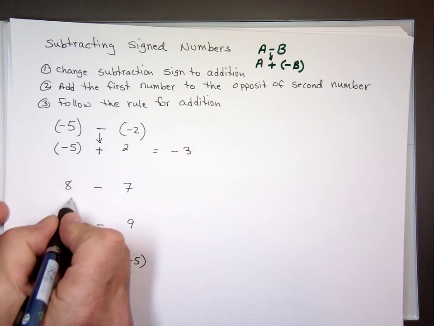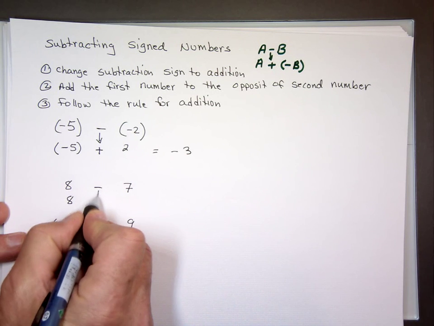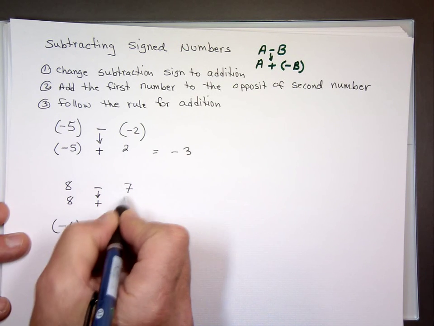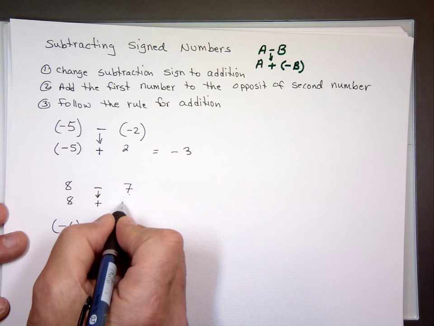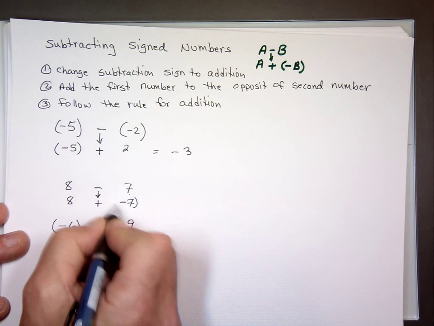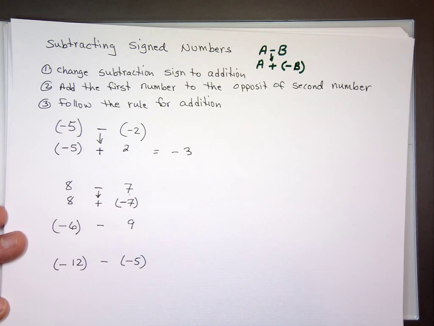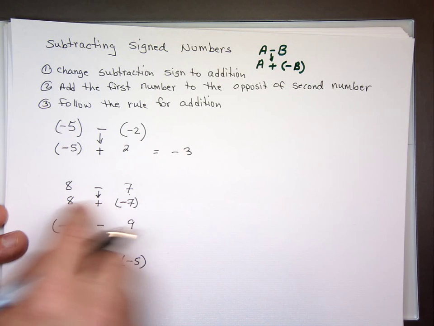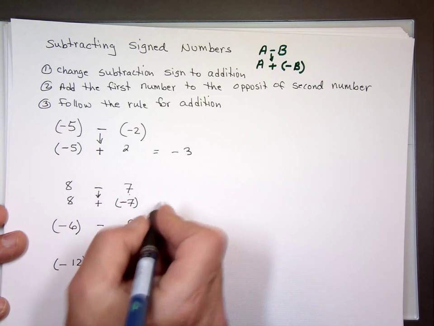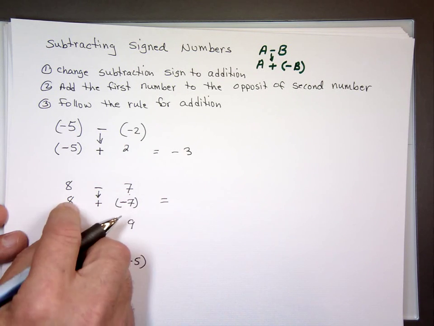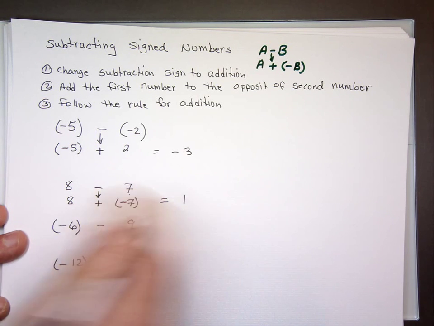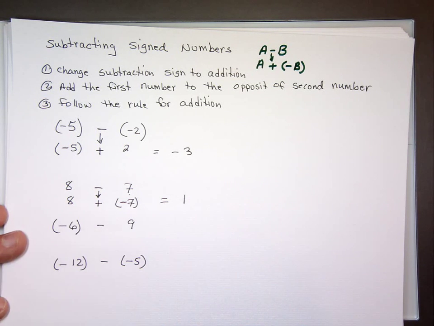Here we go, 8, change the subtraction to addition. And what is the opposite of 7? -7. Now it's an addition problem. Either the same sign or different signs? Different. Subtract 7 from 8, which is what? 1. What's the sign of the larger? Positive.